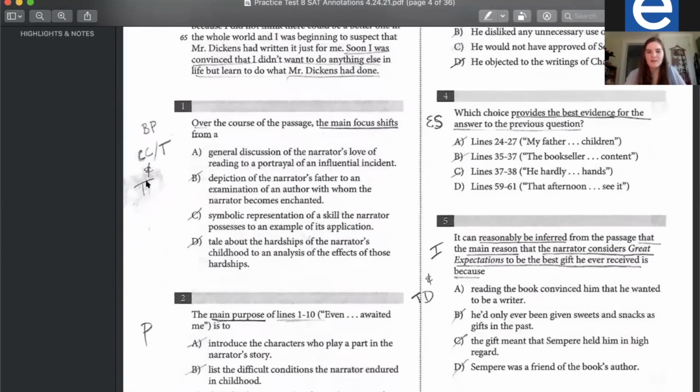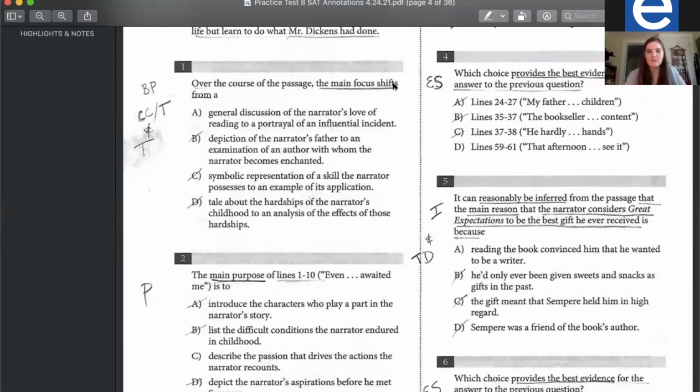Over the course of the passage, the main focus shifts. So this is a big picture question. You're dealing with a central concept or thesis dealing with this whole section, okay? And I also indicated that it's technique because it's referring to the author's technique. So what they actually did. You'll note that I did the slashes, single slashes.